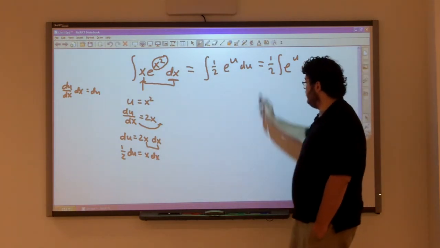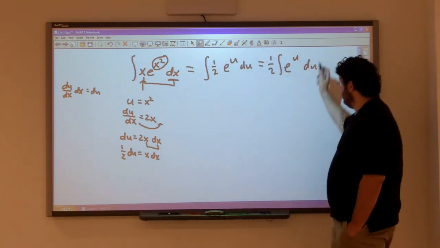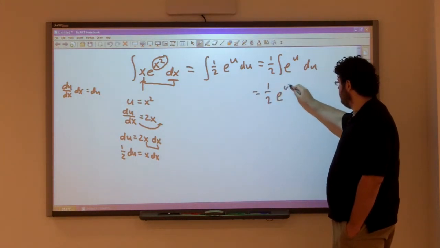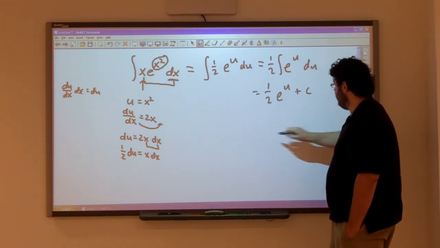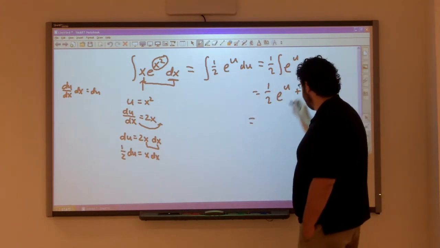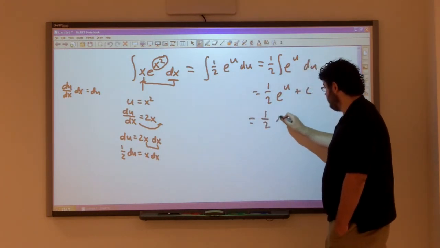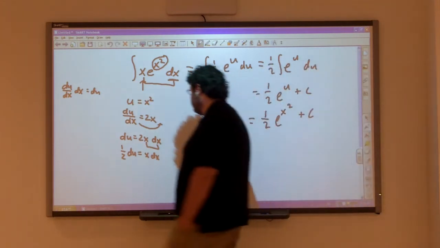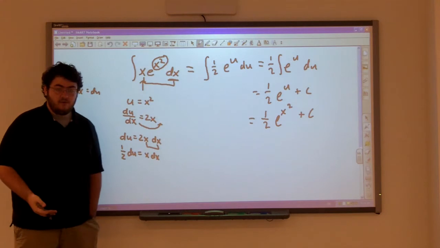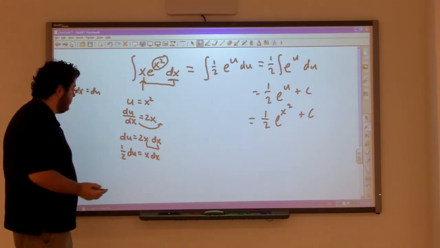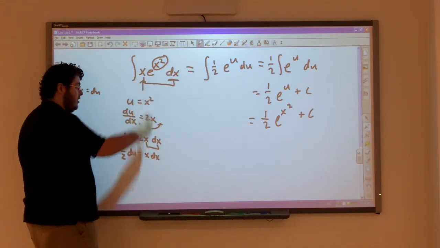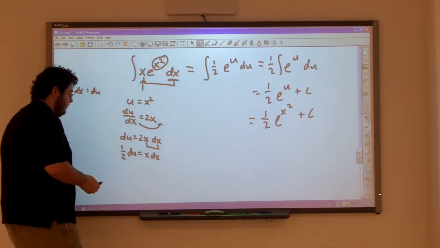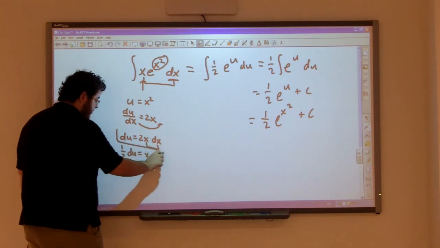Remember, it doesn't matter what we're integrating with respect to when we actually do our antiderivative, it's still going to give us e to the u plus a constant. Now we can substitute back in our u and say this is 1/2 e to the x squared plus c. So we've done a change of variables. We call this a U substitution because we're substituting u in for our x, and that's the name of this technique of integration.